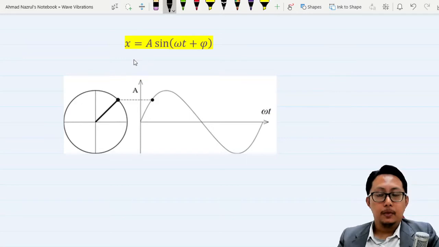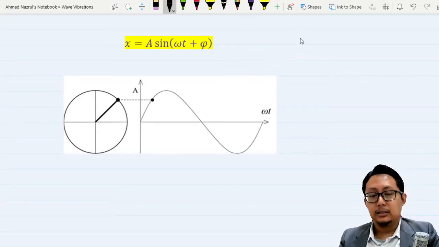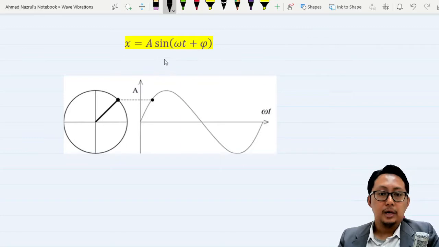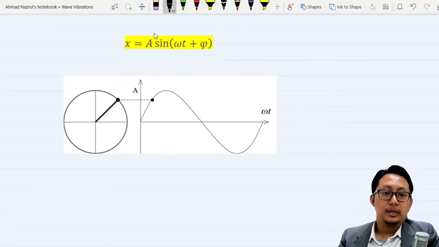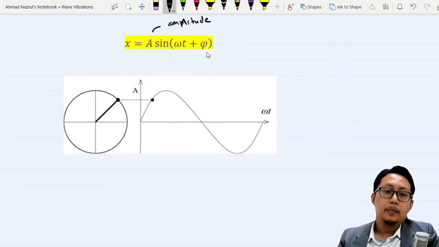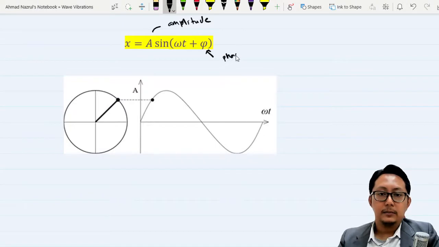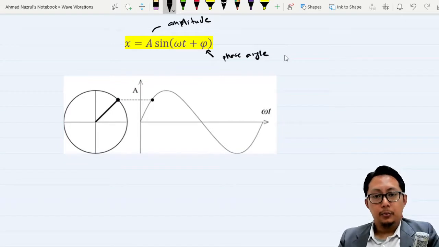We can choose either sine or cosine. Both are correlated, they are just shifted by pi over 2. So right now I'm using x equal to a sine omega t, where a is the amplitude. Omega t will be the angle here, and the other term will be what we call the phase angle. We will discuss the phase angle later.